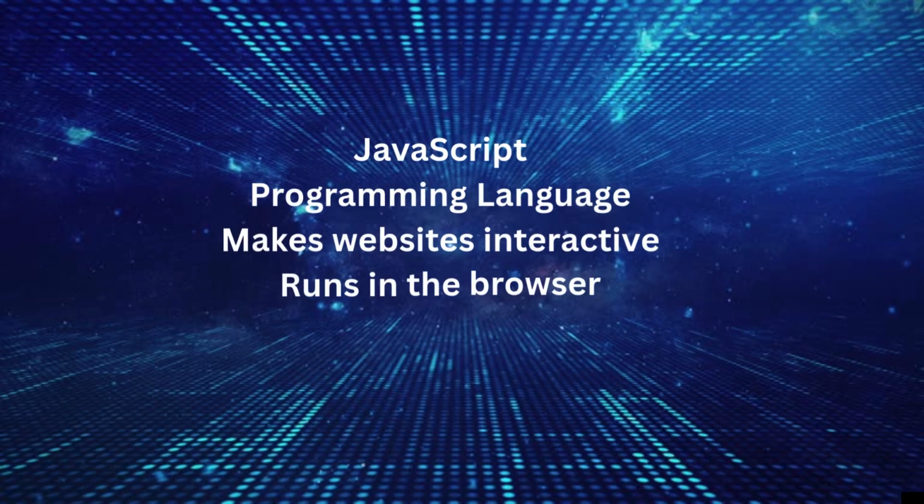What is JavaScript? JavaScript is a programming language. It is used to make websites interactive. With JavaScript, we can do things like when a user clicks a button, show a message, check a form, or change content on the page. JavaScript runs directly inside the web browser.